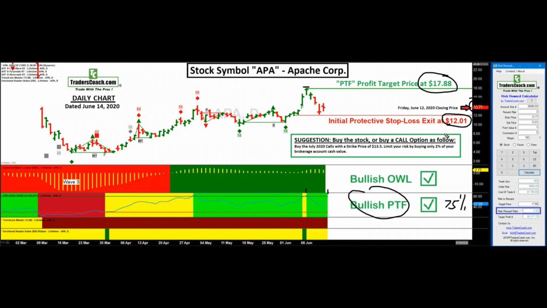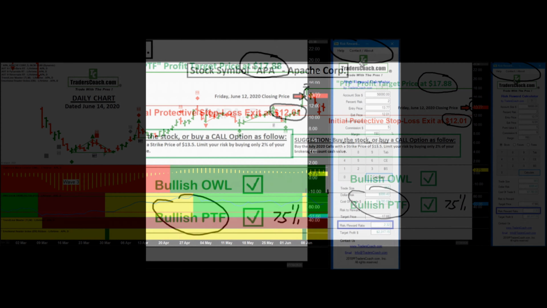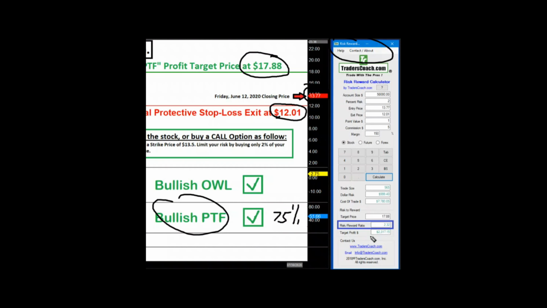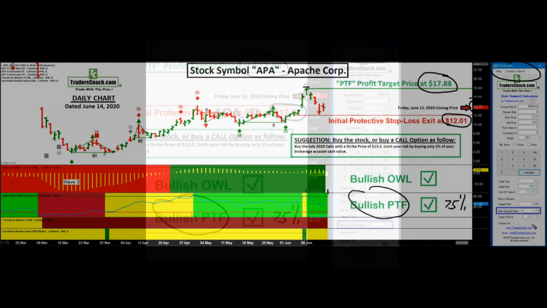Now we've done the risk to reward numbers for you, and this is a great trade in terms of risk to reward, because if you notice on the risk to reward calculator here on the right by TradersCoach.com, your risk to reward ratio is 2.32 in your favor. So that's your edge. And we don't like to recommend any trades unless the risk to reward is 2 or above. So this fits that parameter beautifully. So this is a nice looking trade.